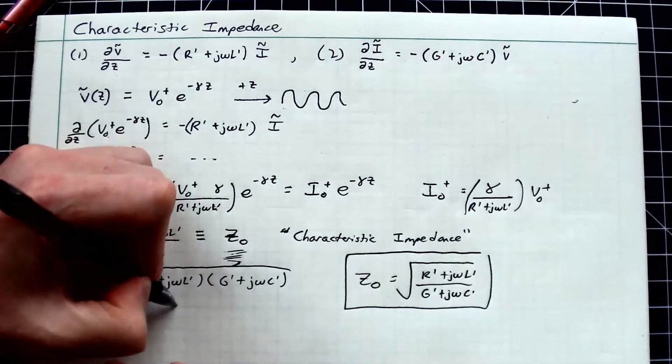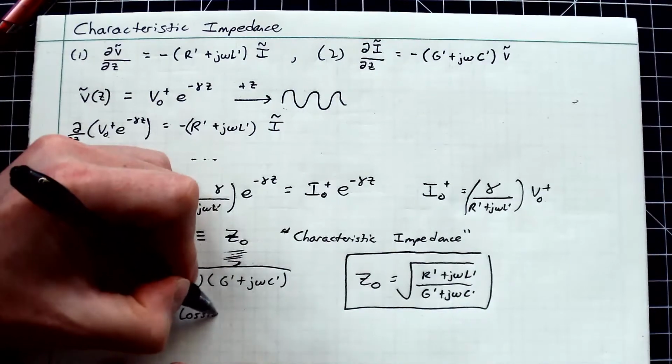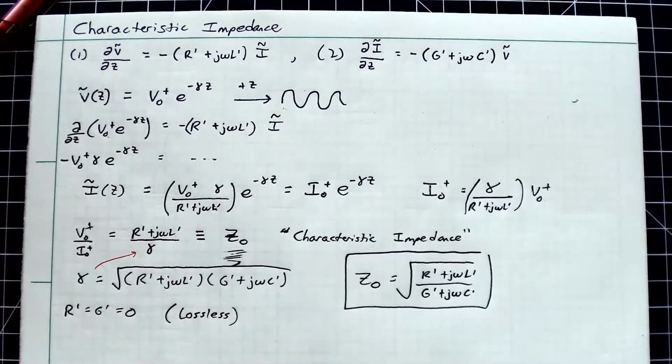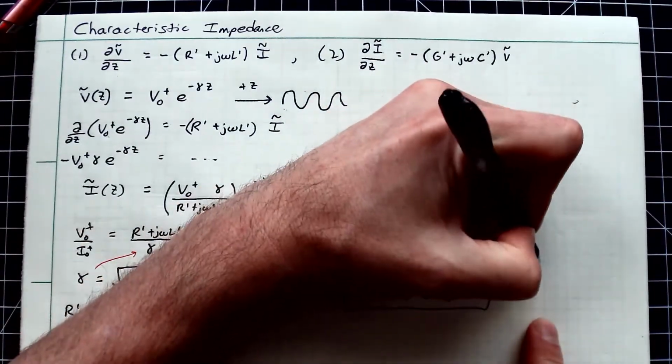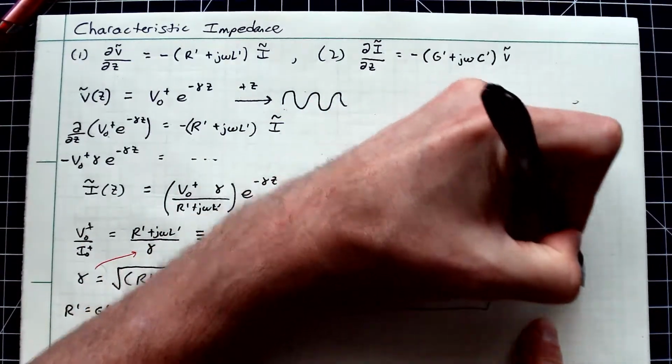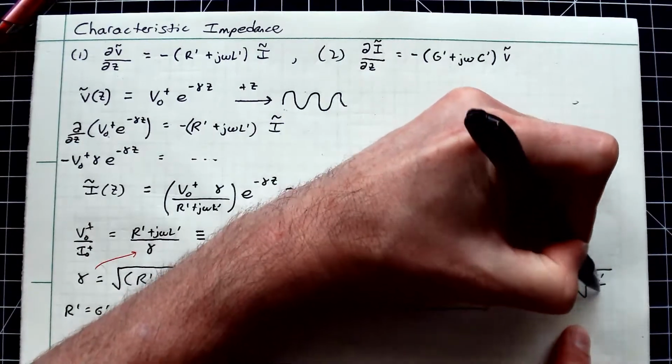So that is lossless. Now, transmission lines are generally not lossless, but they are low loss enough that you can generally make this approximation, in which case you'll notice that my characteristic impedance simplifies greatly, and just becomes the square root of L prime over C prime.